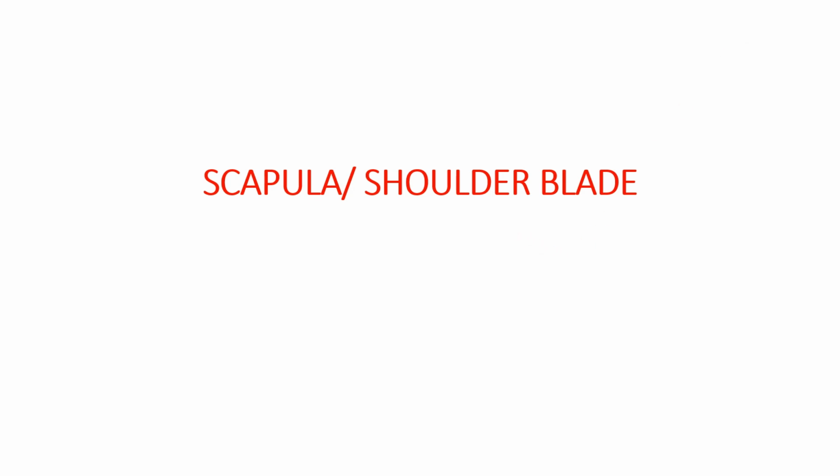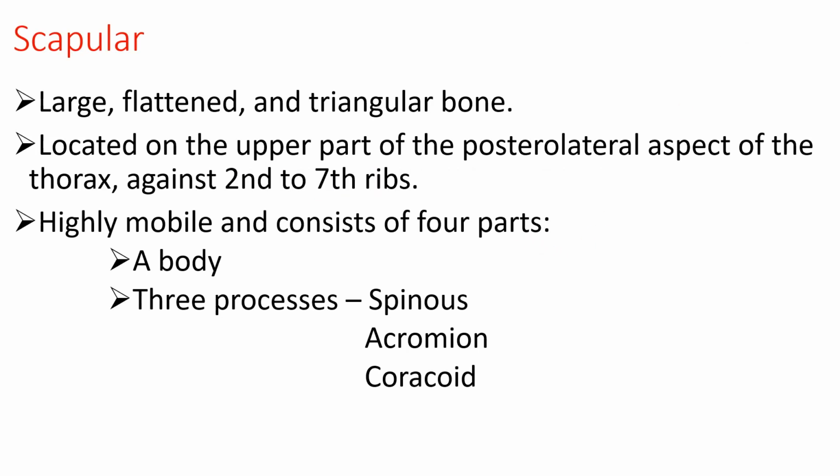Today in the osteology series, we'll be looking at the scapula, or the shoulder blade. The scapula is a bone of the upper limb, and it is a large, flattened, and triangular bone. So it's triangular in shape, flattened, and also large.